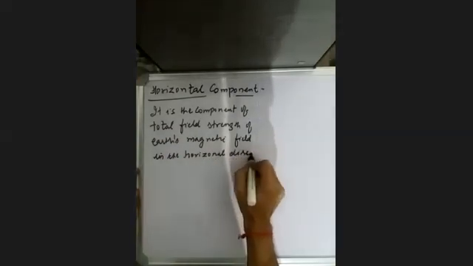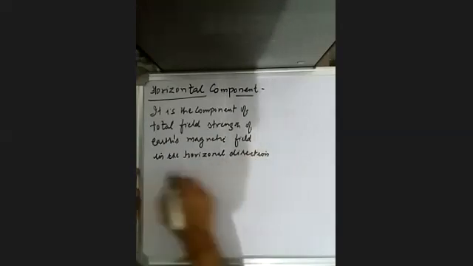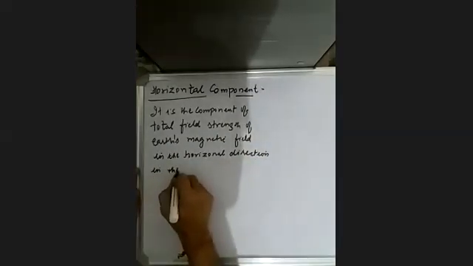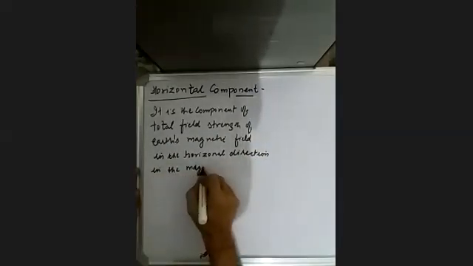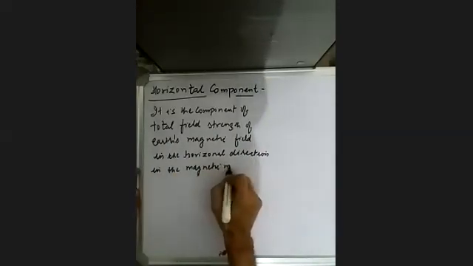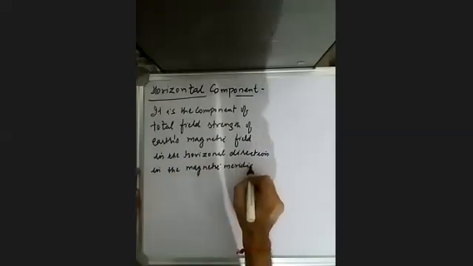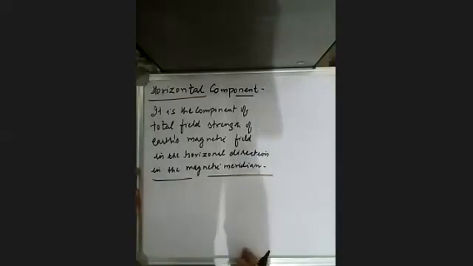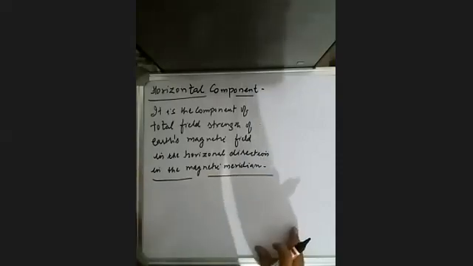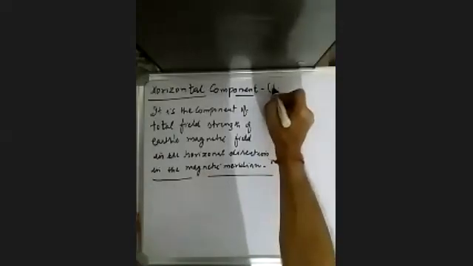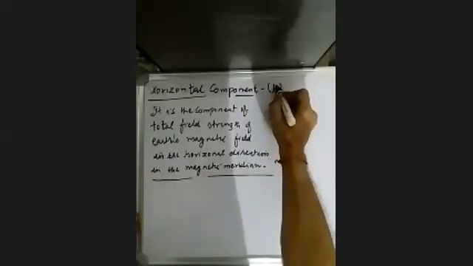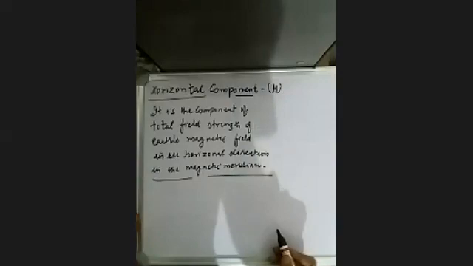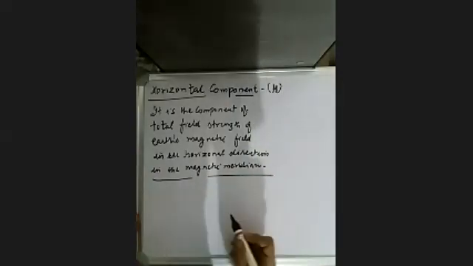This is the component in the horizontal direction in the magnetic meridian. It is the horizontal component of Earth's magnetic field in the magnetic meridian. We represent this using the letter capital H. We use capital H to represent the horizontal component, and we need to go back to the figure that we had drawn initially.